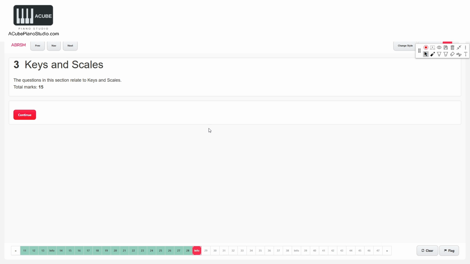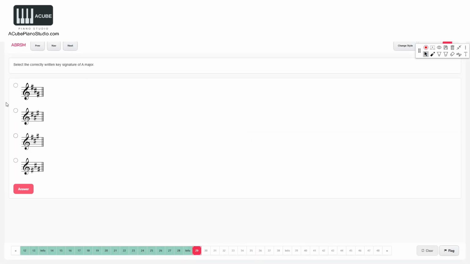Okay, now we have moved on to the next one, which is on keys and scales. So let's take a look at this. Select the correctly written key signature of A major. So A major has three sharps, right? F sharp, C sharp, and G sharp. And the F sharp is here, the C sharp is here, and then the G sharp is here.